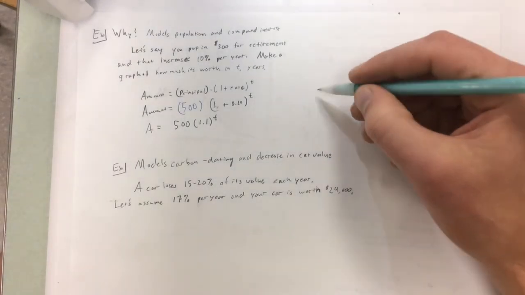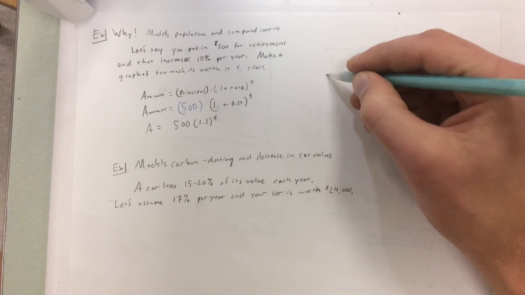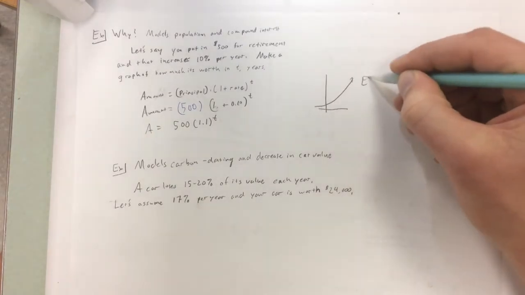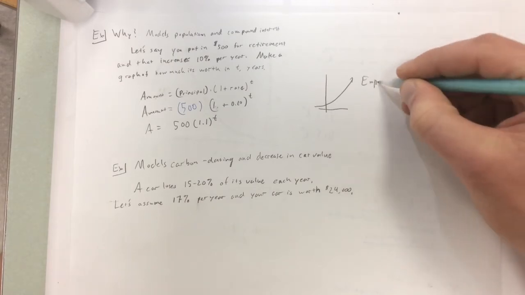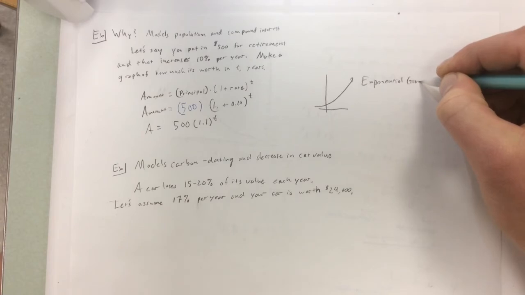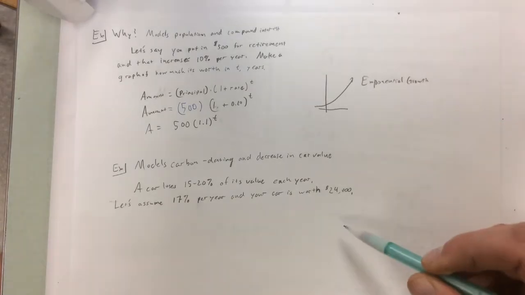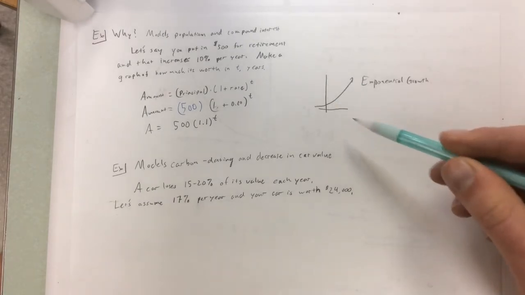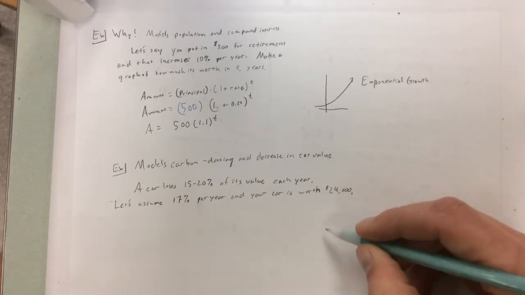So if this is an exponential growth model, where it's going up like this, exponential growth, what happens when something decreases and goes down in value the opposite way? That's called an exponential decay model.